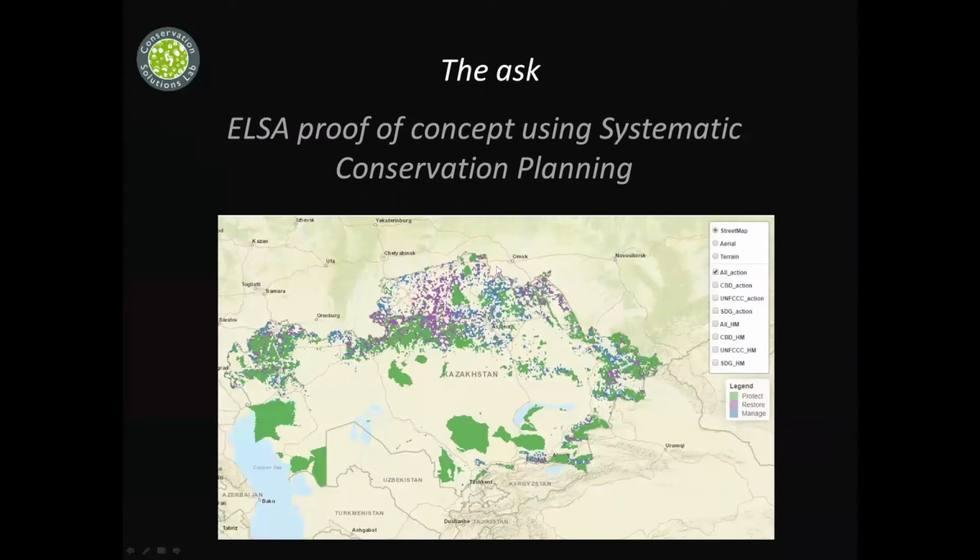We've been working with the United Nations Development Program to develop the essential life support area proof of concept, where we're using systematic conservation planning. So in the next 20 minutes, I'm going to give you a short overview of this initial proof of concept work, and then I'm going to demonstrate the online systematic conservation planning tool and platform that we've been developing to give you a little flavor for the potential work that we can undertake.